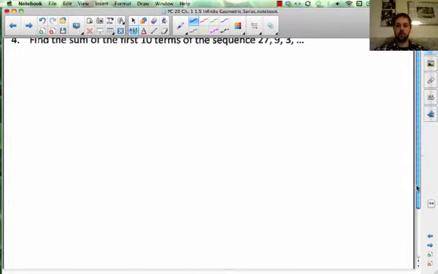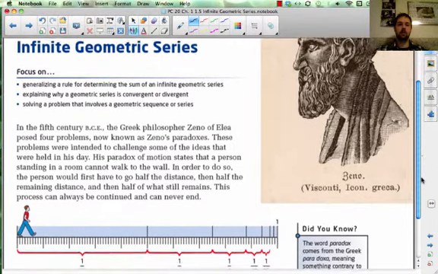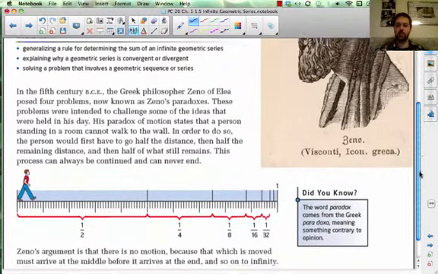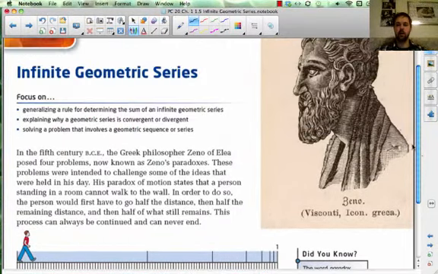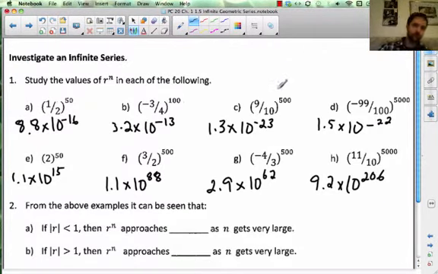Did I put any more on this page? Nope. This is the focus-on that I want you to read. Now, this is a very interesting concept. This guy came up with this paradox, and I want you to go ahead and read it. It's kind of fascinating. And then try to answer this question: where does his argument break down and why? Discuss it amongst yourselves. See if you can draw any conclusions.